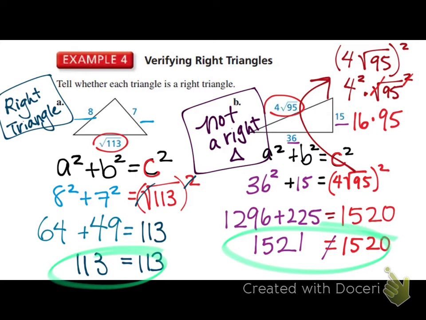So which one of these numbers represents the hypotenuse squared? The right side, right? The c squared. So if the hypotenuse squared is smaller, it is acute. If the hypotenuse squared is larger, it is obtuse. So in this case, what kind of triangle would we have? It is acute, because 1,520 is smaller than 1,521. So this would be acute.